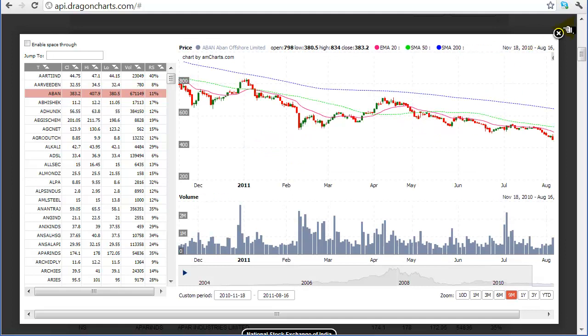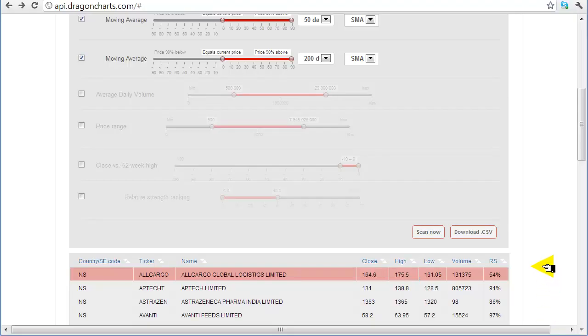If you wish to export your list of stocks so that you can import it into your trading software, just hit this Download CSV button, and then you can actually set your price alerts for your trading software.